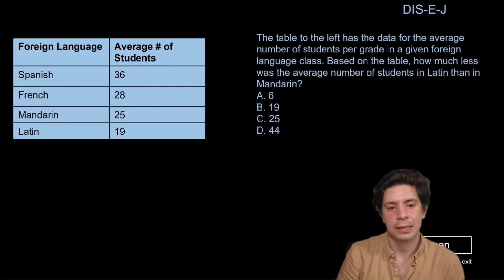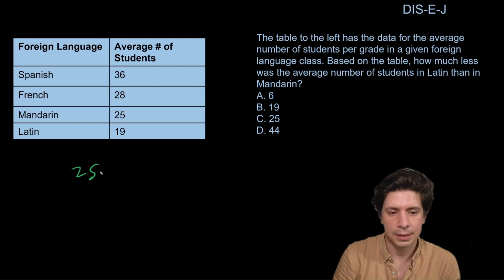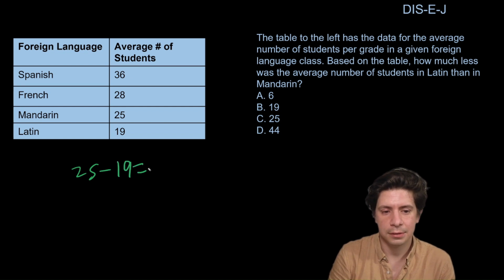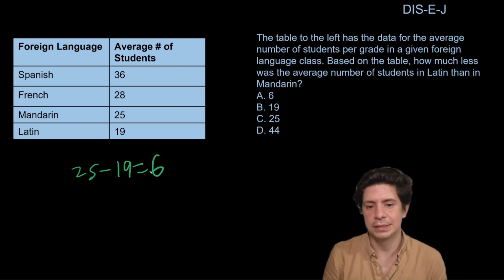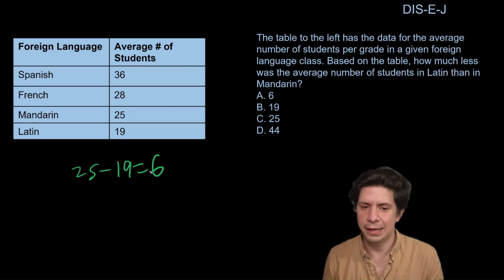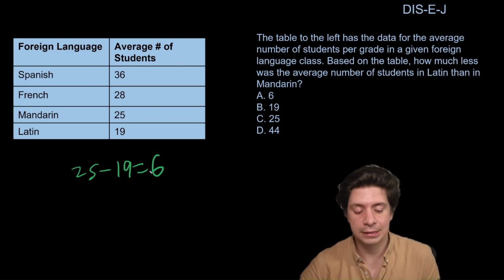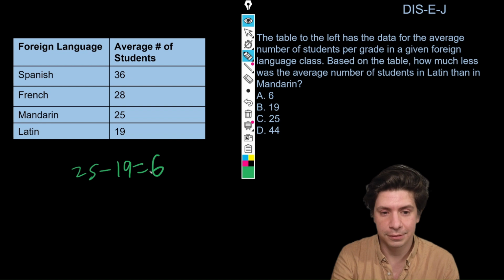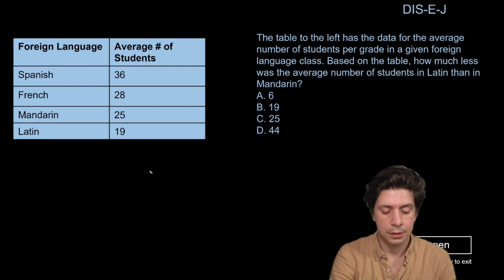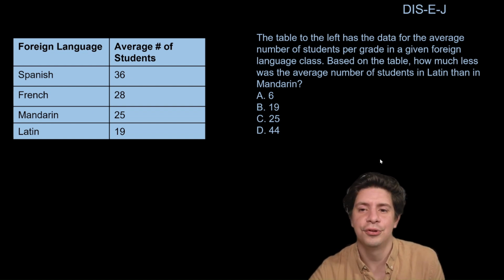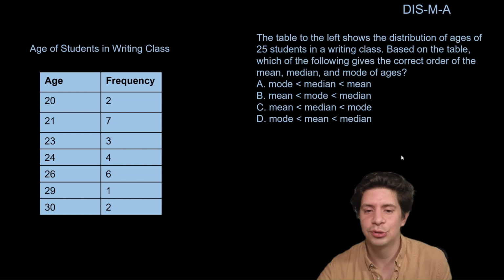So we take Mandarin's total and subtract from it Latin. And that's going to give us an average of 6 different. So it's going to be A. B would just be if you put Latin's down. C would be if you took Mandarin's down. And D is if you took the sum instead of the difference. Okay, if you have questions on that, you know I would love nothing more than to answer a question.